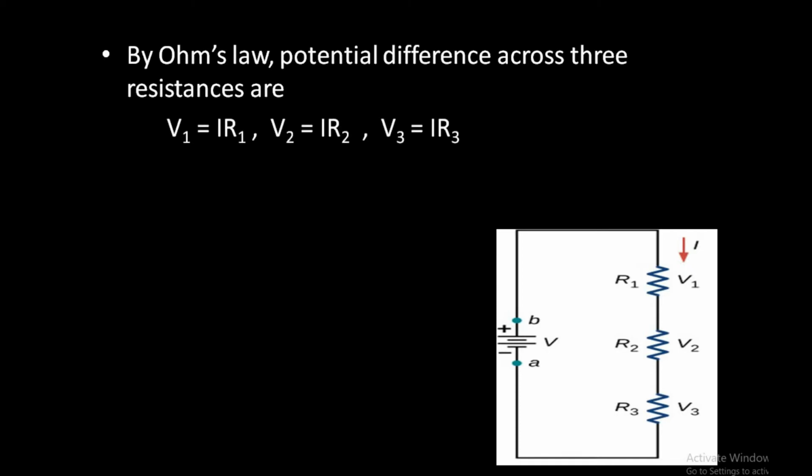Now by Ohm's law, the potential difference across the three resistances is given by V1 equals IR1, V2 equals IR2, V3 equals IR3. As the current I in all three resistances is the same, it remains the same.